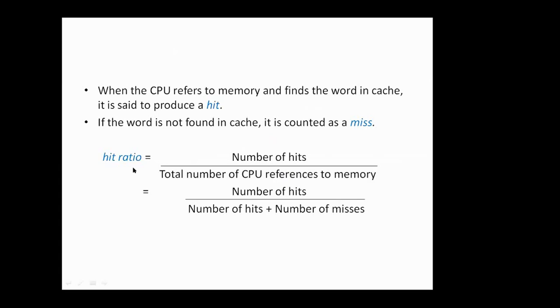There is a term which we call as hit ratio. What is that? It is the ratio of hits. So how many hits out of the total number of accesses? In other words, if the CPU has asked for 100 words, out of 100, how many words were found in the cache? This is called hit ratio. So the formula is hit ratio is equal to number of hits divided by the total number of CPU accesses. And the total number of accesses will obviously be equal to the number of hits plus the number of misses.